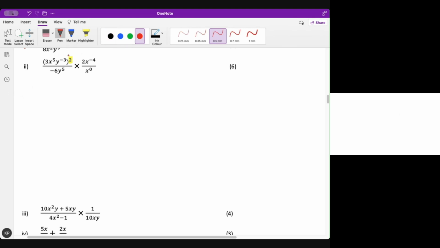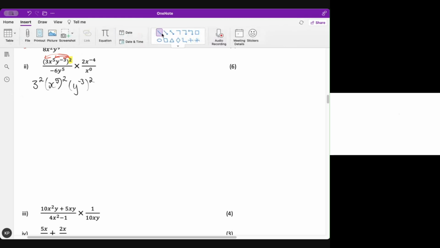100%. So 3 gets the 2, x gets the 2, and y gets the 2. I am going to multiply in the next step just so that we see what's going on. Okay, so 3 gets the 2, x to the power of 5 also gets a 2, and y to the power of negative 3 also gets the 2. Wonderful. And because I'm not going to take chances with anything, I'm going to draw in my lines instead of writing them.